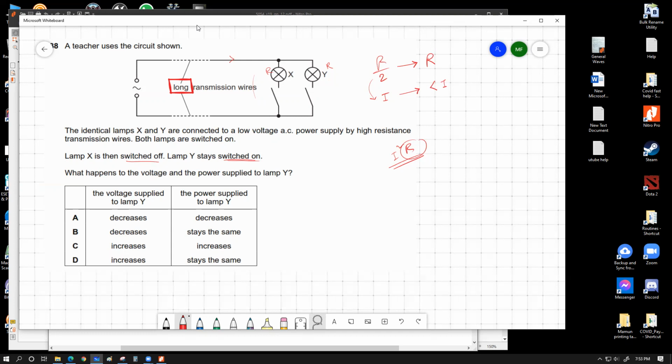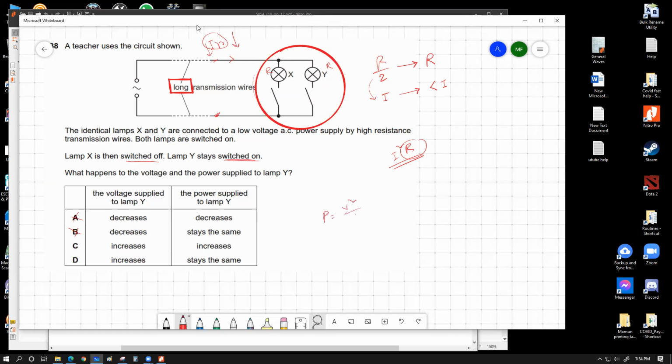Whenever the lamp switch is open, current decreases. If the current decreases, the loss in the transmission wires will also decrease. If the combined resistance of these transmission wires is represented by smaller r, the loss caused by these two wires will be I into r, current into r. So if I decreases, the total Ir will also decrease, which means the available voltage at the end will increase. So in my opinion, voltage supplied to lamp Y will increase. So C or D can be correct answers. A or B are bad.